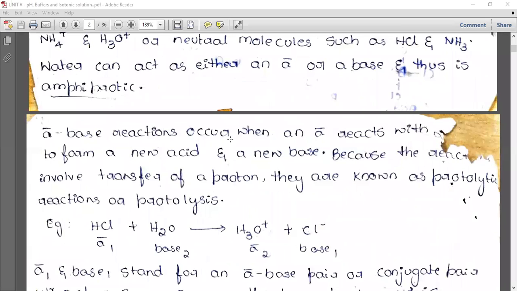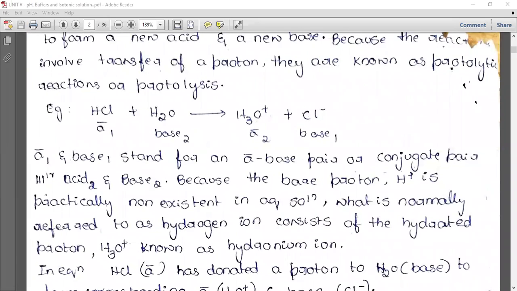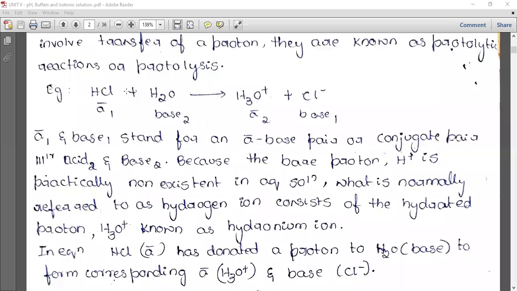So an acid-base reaction generally occurs between an acid and a base, right? So an acid reacts with a base to form a new acid and a new base. Because the reaction involves transfer of protons, they are known as protolytic reactions. I'll tell you. Just imagine HCl, which we call an acid. Don't now assume whether it's a strong acid or a strong base. HCl, which is an acid, you know it. It's an acid, and water we are considering. So this HCl, whenever you add it into water, what kind of acid does it become?